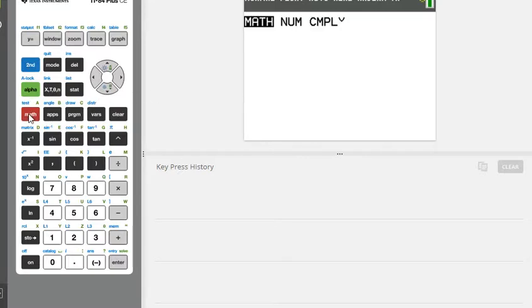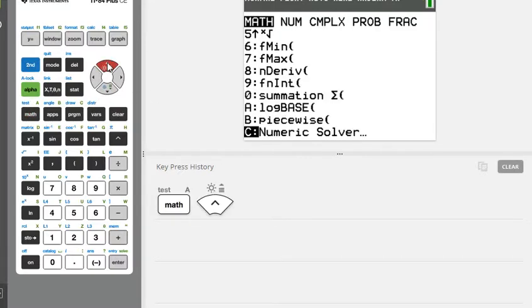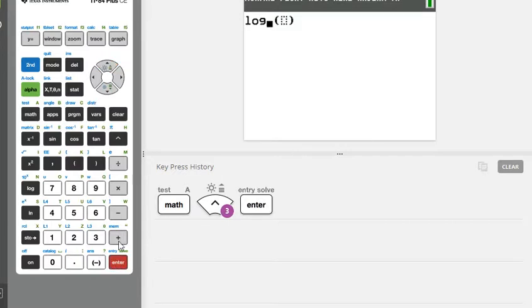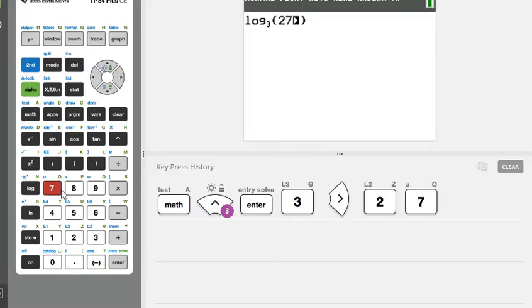If you go to the math key, then up, log base A, I'll type in the 3, arrow over to the argument, type in a 27, and bam. Oh yeah, that makes sense. 3 to the third power is 27.